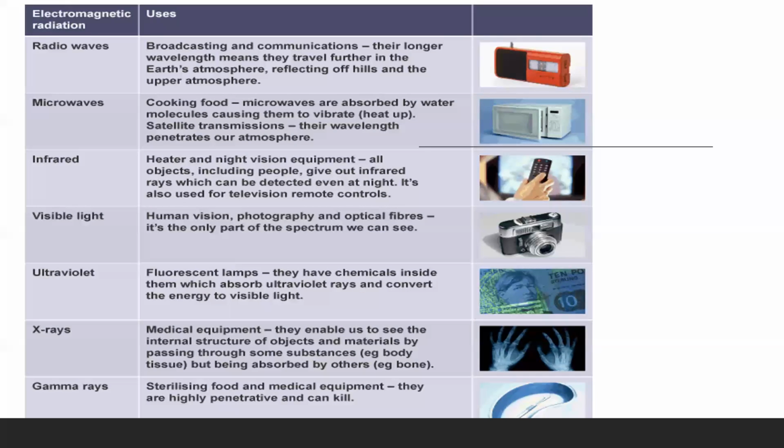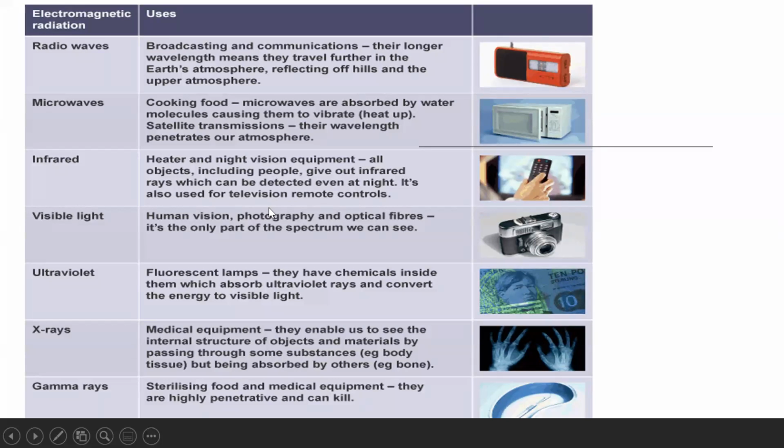So, infrared radiation detectors are actually used to detect the temperature of objects or even animals or human beings at a distance. Heaters and night vision equipment use infrared, and all objects, including people, give out infrared radiations which can be detected even at night. So, the higher the temperature, the more infrared radiation is emitted.